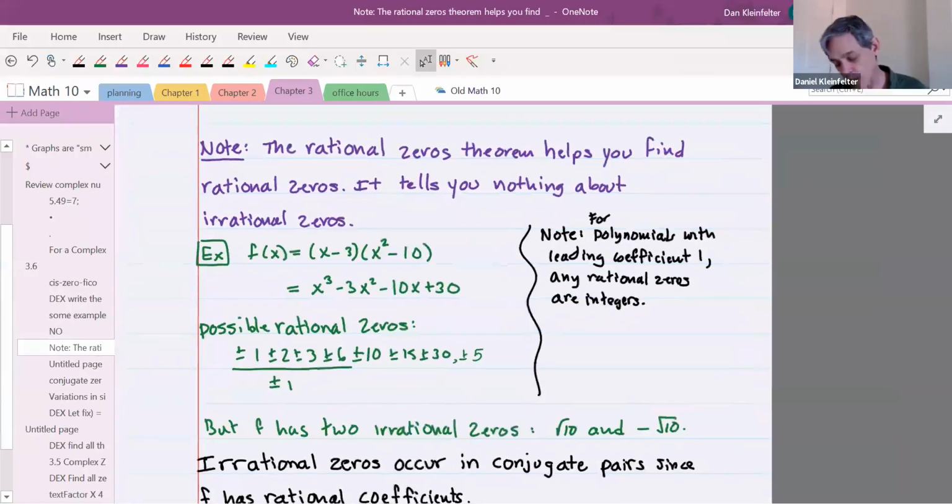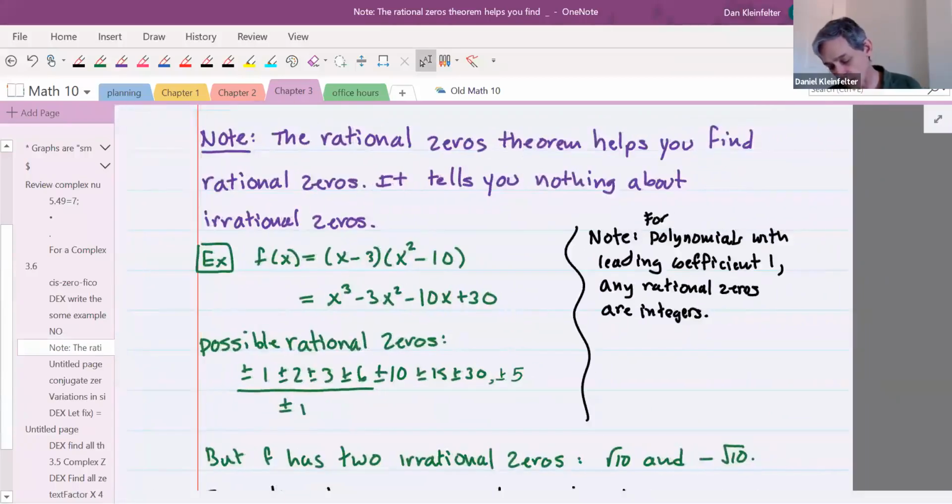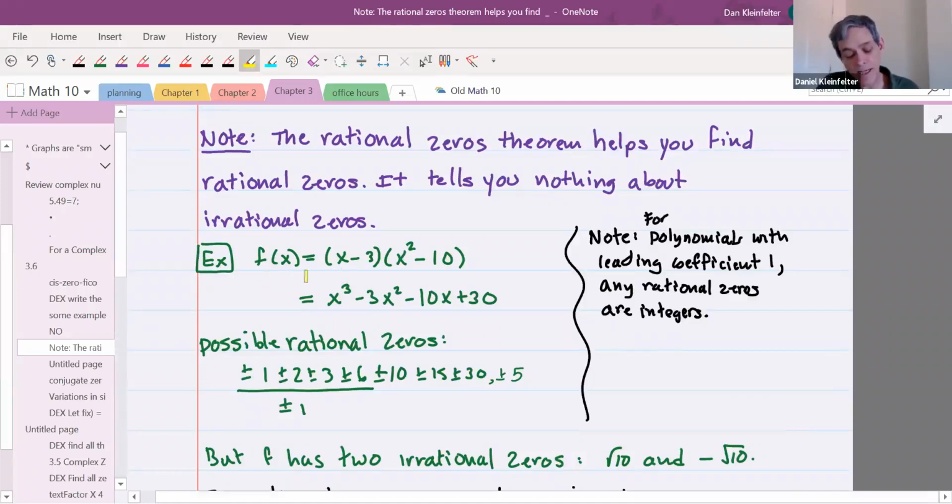All right, so one thing that is important to remember is that the rational zeros theorem helps you know about rational zeros. It doesn't tell you anything about irrational zeros. For example, take a look at f of x, which is x minus 3 times x squared minus 10. If you multiply that out, you're going to get x cubed minus 3x squared minus 10x plus 30. Turning around and trying the rational zeros theorem on it, these would be the possible rational zeros.